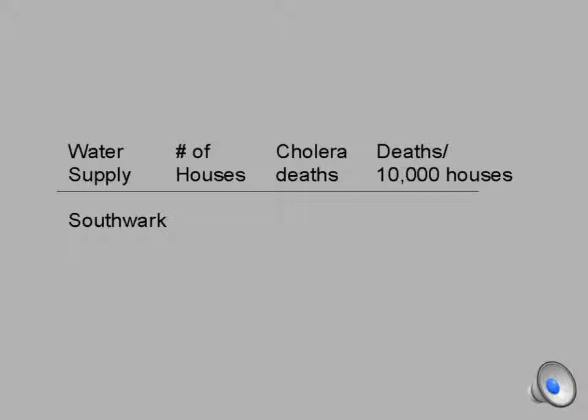And you could actually calculate very easily a relative risk. The relative risk comparing Southwark to the Lambeth Company was about 9. So the death rate per 10,000 houses was about 9 times as high in those who received water from the Southwark Company compared to the Lambeth Company.